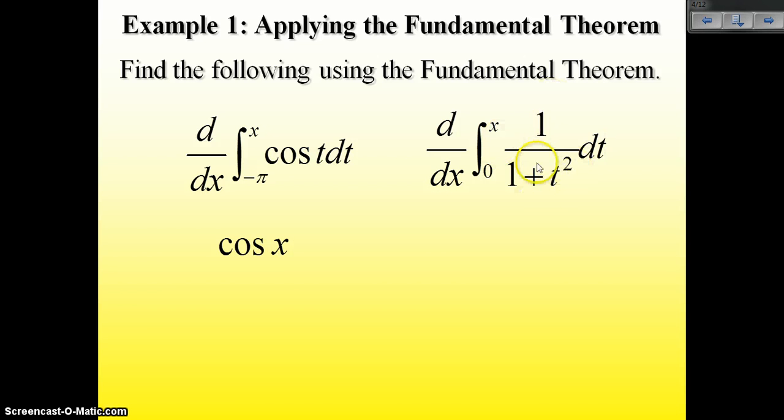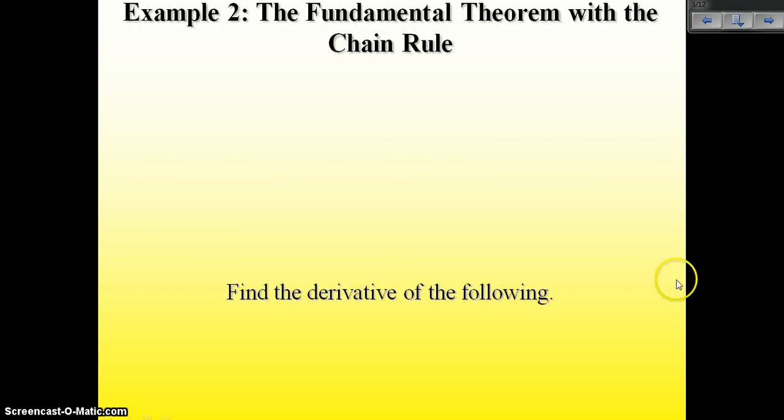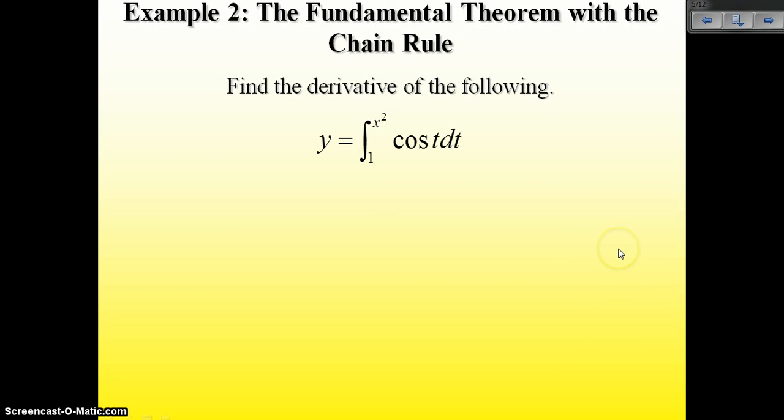Alright, here we have the same situation. We have a constant term to a variable x. The derivative and integral cancel out, and you just have 1 over 1 plus x squared. Alright. Here now is one, though, that's a little different, like what I had mentioned.